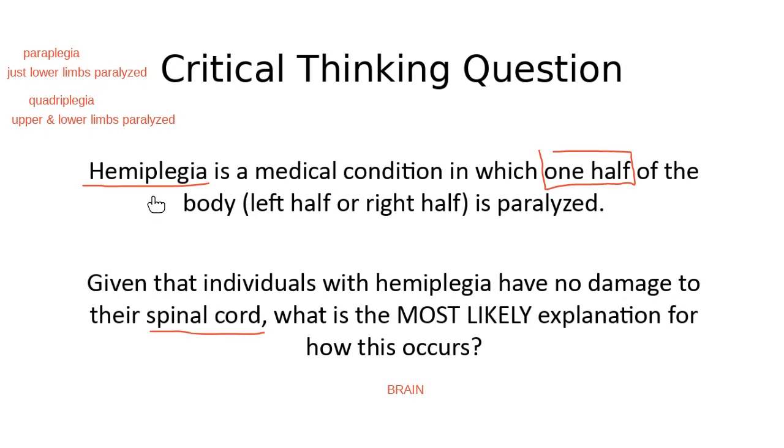So if someone has lost control of half of their body, you can make a prediction as to which side of their brain was damaged. It's the opposite side of their body that's no longer functioning. So three paralysis disorders: paraplegia, where it's the lower limbs paralyzed; quadriplegia, where it's all four; and hemiplegia, where it's just one half of the body. Again, likely due to something like a stroke, something like a traumatic brain injury, those kinds of things.